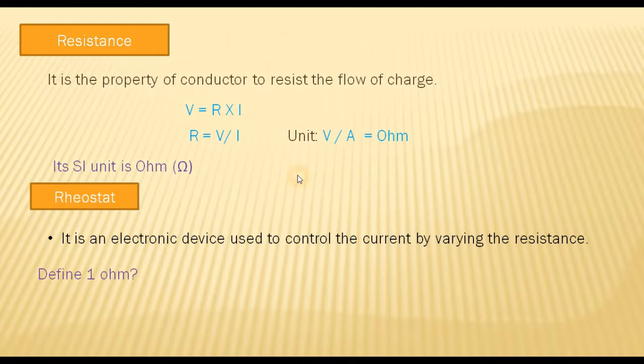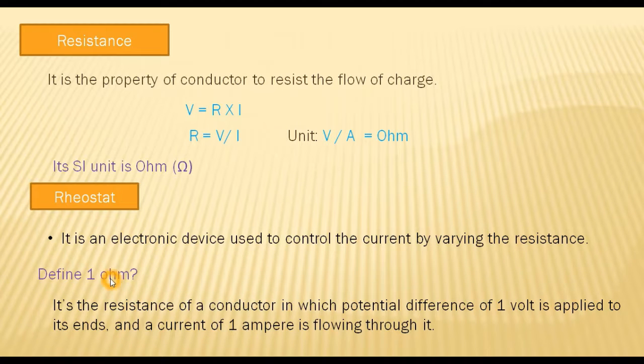Okay, now if I ask you to define 1 ohm, we saw that resistance is the potential difference divided by current. So we can define 1 ohm as the resistance of a conductor in which a potential difference of 1 volt is applied across the ends and a current of 1 ampere is flowing through it. So whenever a potential difference of 1 volt is applied to a conductor and a current of 1 ampere is flowing through it, the resistance of that conductor is 1 ohm.